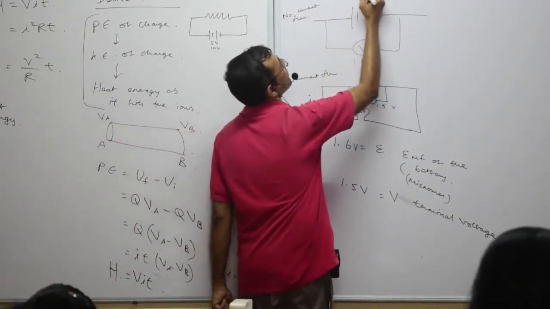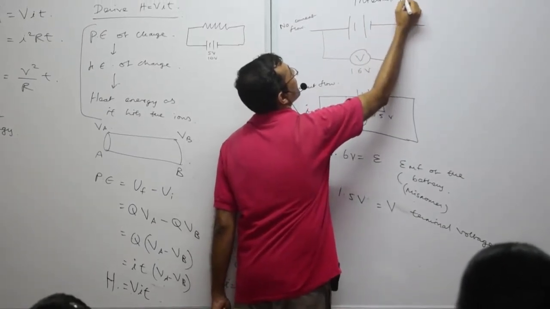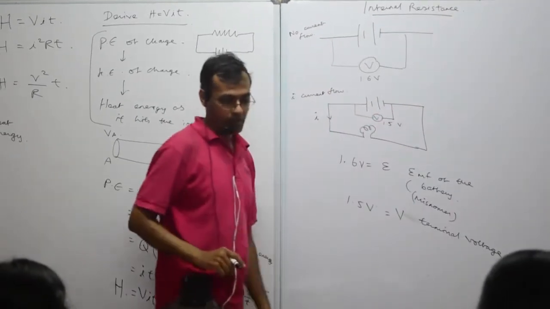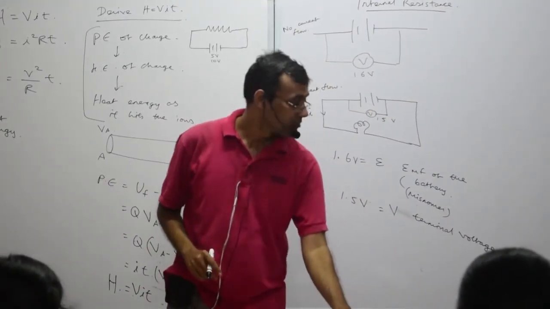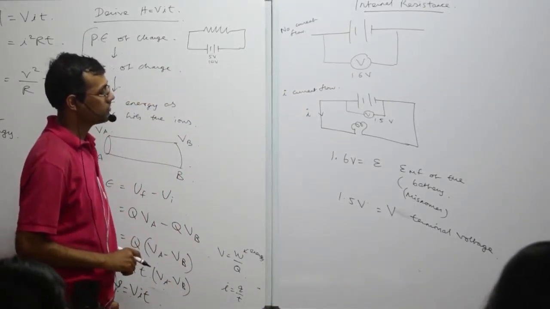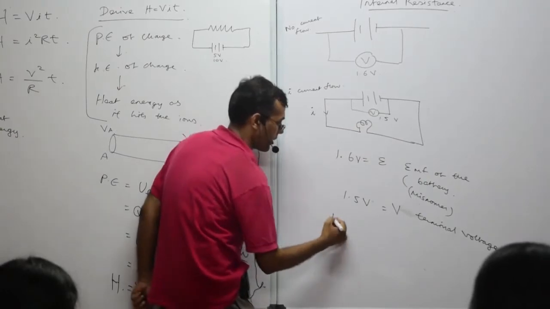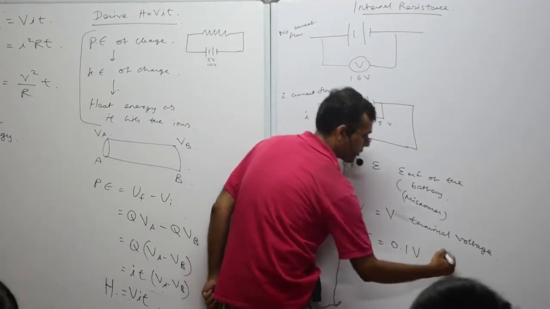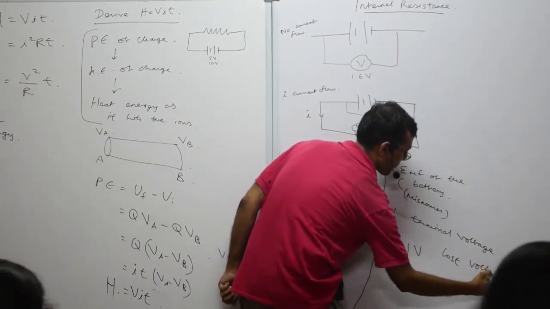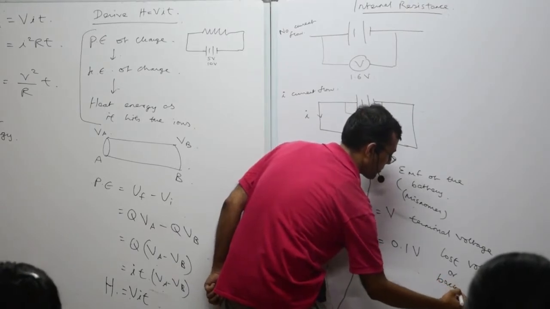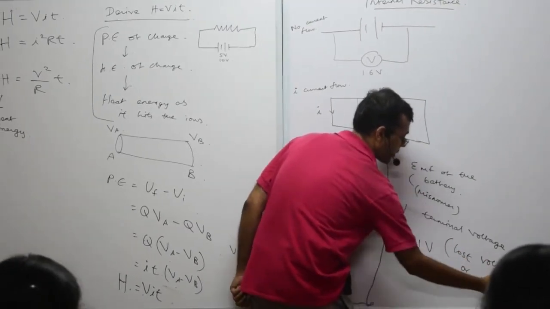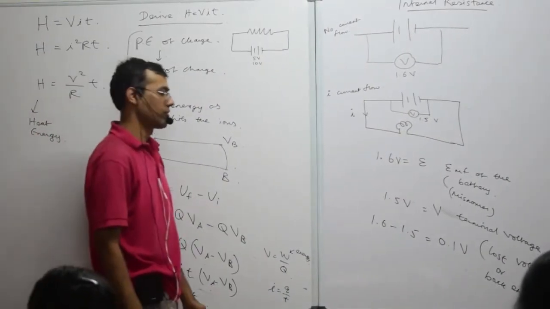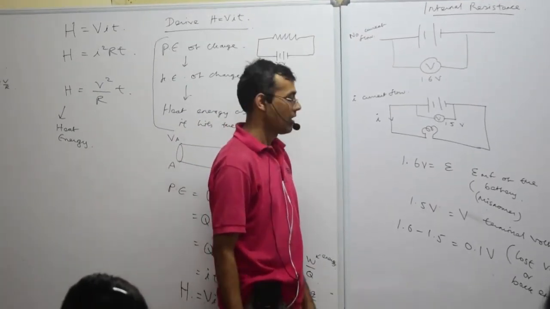So again, we are talking about internal resistance. This loss, 1.6 minus 1.5, that is 0.1 volt. That is what is called lost volts. Another name for this is back EMF, because you lost this volt. It's called lost volts, back EMF.